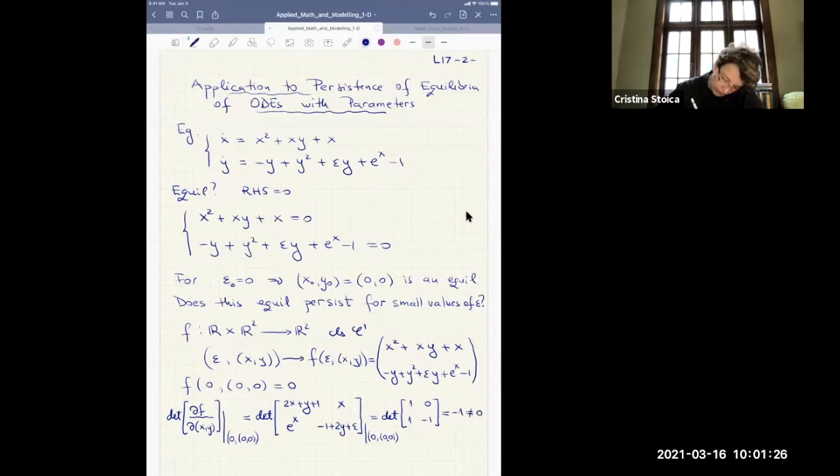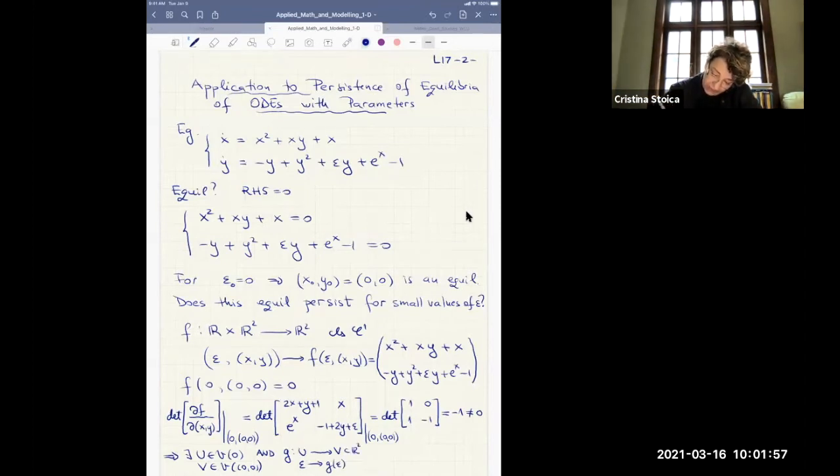Then by the implicit function theorem, there is a neighborhood of 0 and a neighborhood of the pair 0, 0, one for epsilon and the other for x, y, and a function G defined on U going to V. So epsilon goes to G of epsilon, where V is in R2.